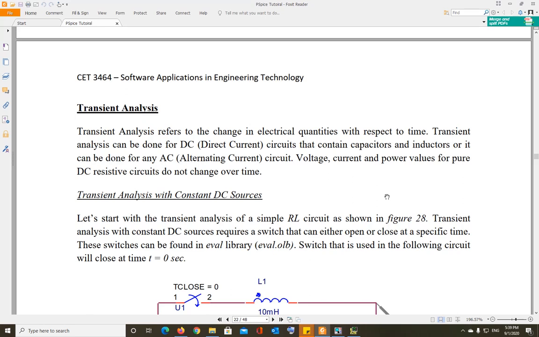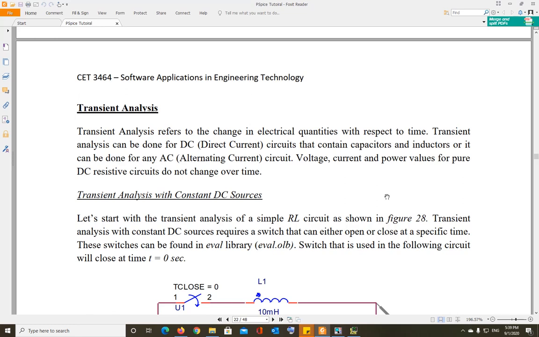So next we're going to look at transient analysis in PSpice. As I introduced in the beginning of the video lecture series, transient analysis is analysis with respect to time. So if your voltage, current, power values are changing with respect to time, then you use transient analysis. Now, transient analysis can be done with DC sources or AC sources.